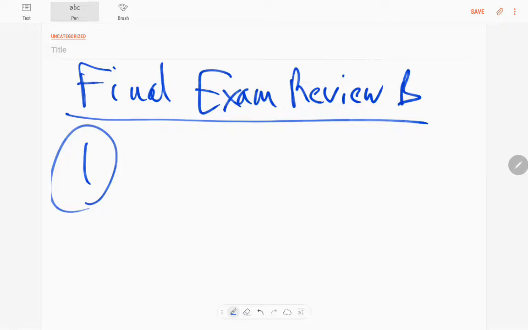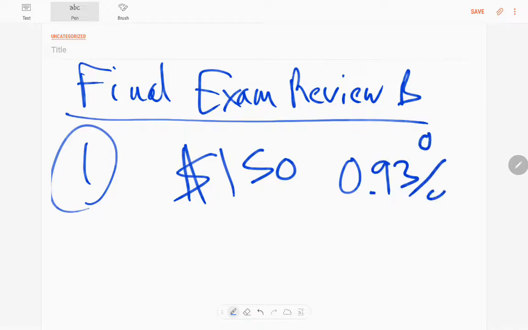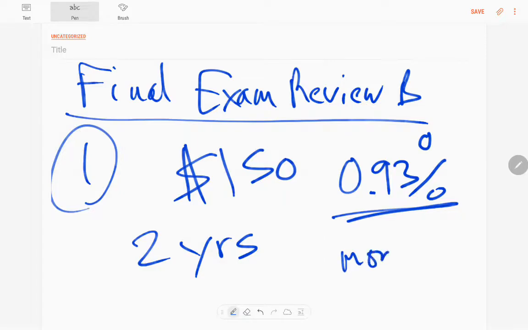Christy Joe deposits $150 each month into an ordinary annuity to save for a new car. So that's the payment. If the annuity pays a monthly rate of 0.93%, and notice that says monthly rate, so we have to multiply that by 12 to get the annual rate. How much will she be able to save in 2 years? Assume the compounding is done monthly.